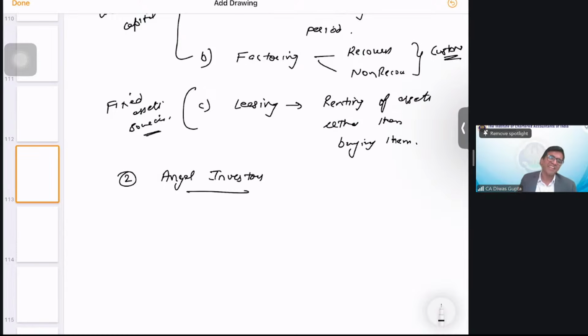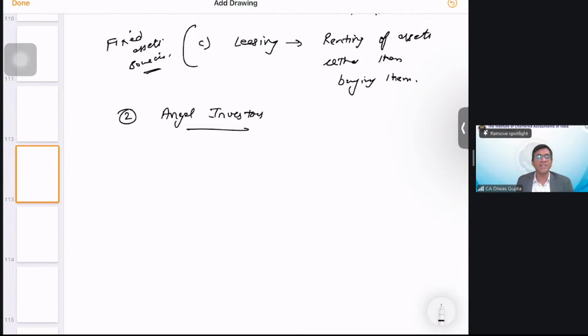Okay. Yeah. Sanjay is saying like Warren Buffett. Okay. So these are the angel investors.